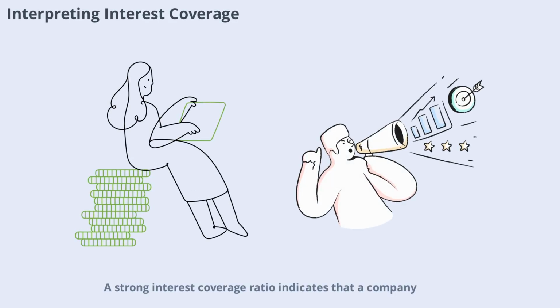A strong interest coverage ratio indicates that a company is generating enough earnings to comfortably pay its interest expenses. However, a declining ratio can be a warning sign that the company's debt load is becoming unmanageable. Always look at trends over time and compare with industry peers to get a full picture of financial health.